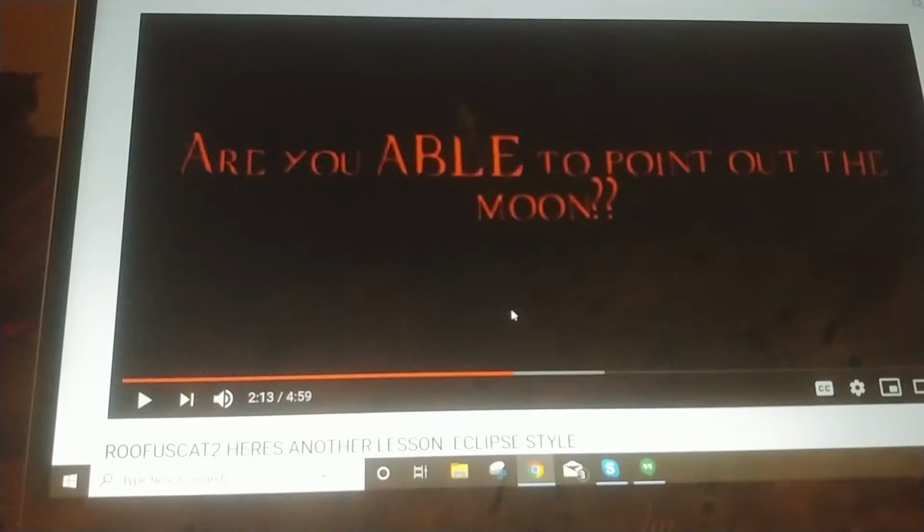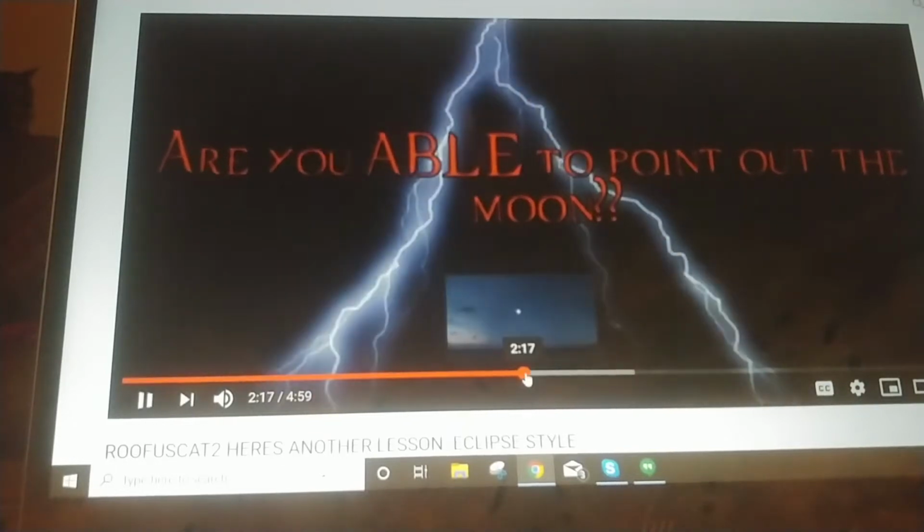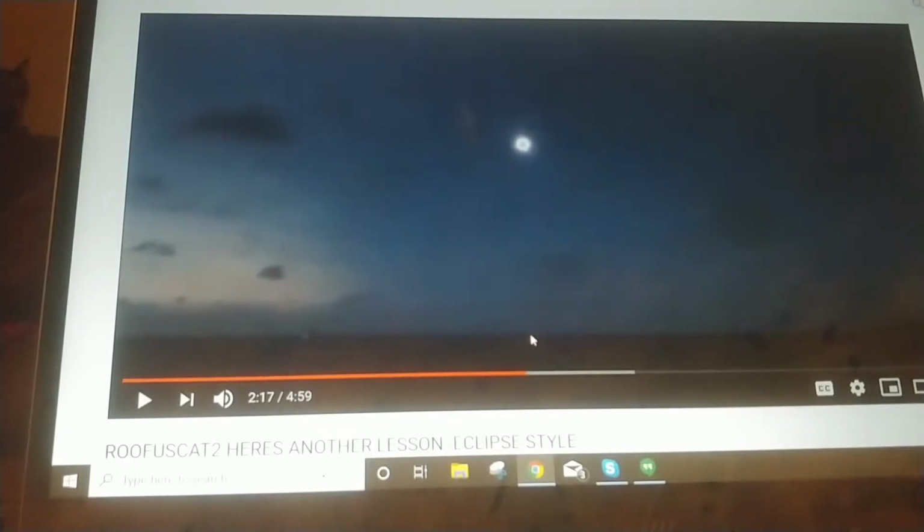Are you able to point out the moon? Well, no, actually, because the light is coming from the other direction. There is literally no light reflecting off of the moon, because the moon is in between us and the sun. So all of the sunlight is coming from the other direction. In fact, let me just go look. Watch.